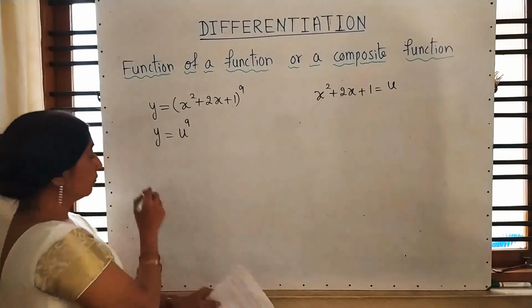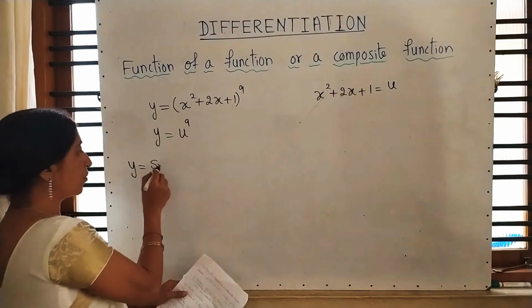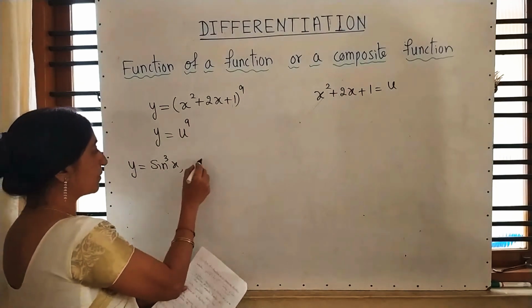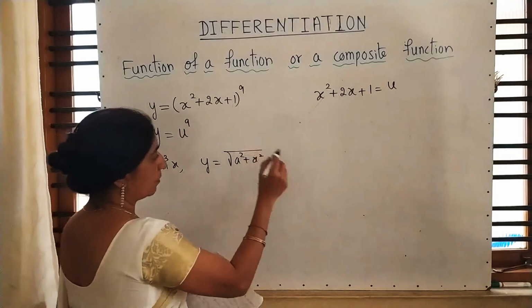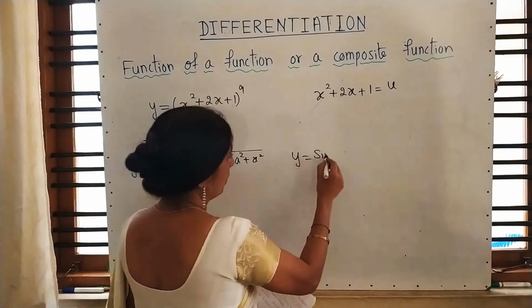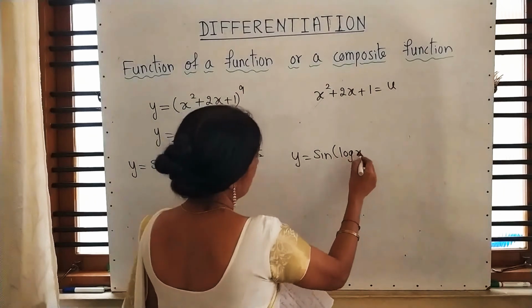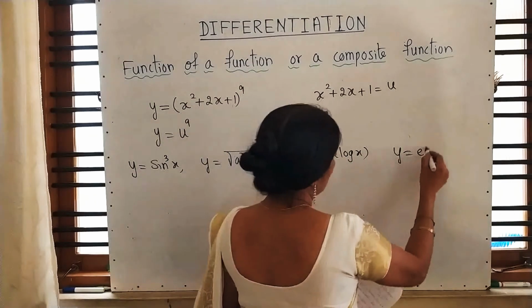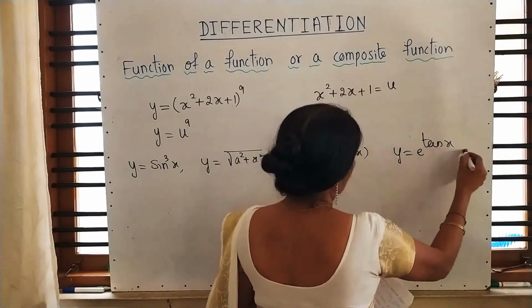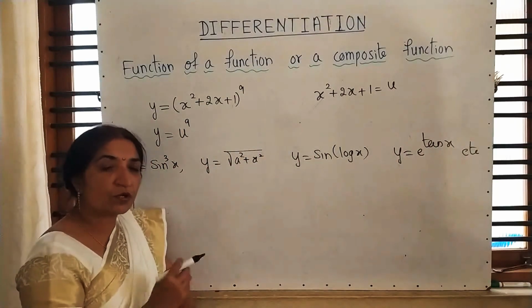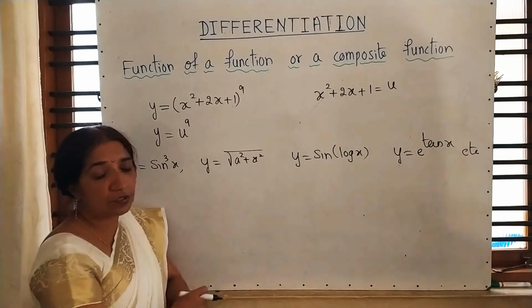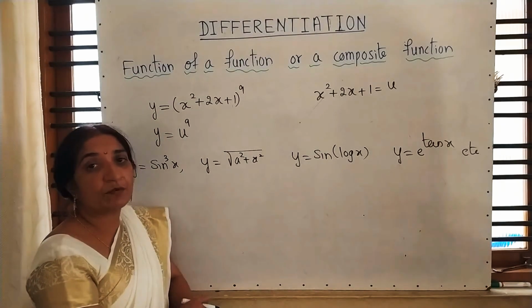Examples are: y is equal to sine cube x, y is equal to root of a square plus x square, y is equal to sine of log x, y is equal to e raised to tan x, and so on. We are calling these composite functions. Now the question comes, how to differentiate a composite function.